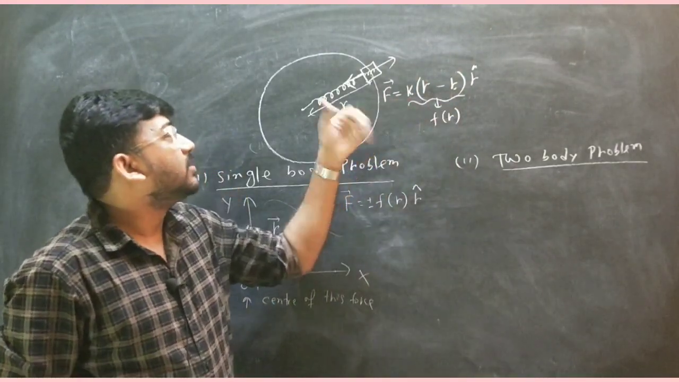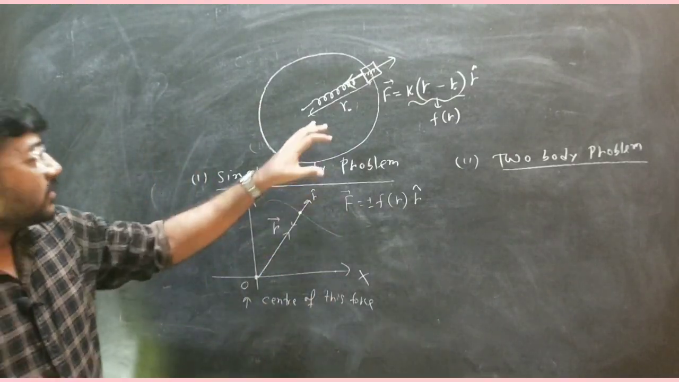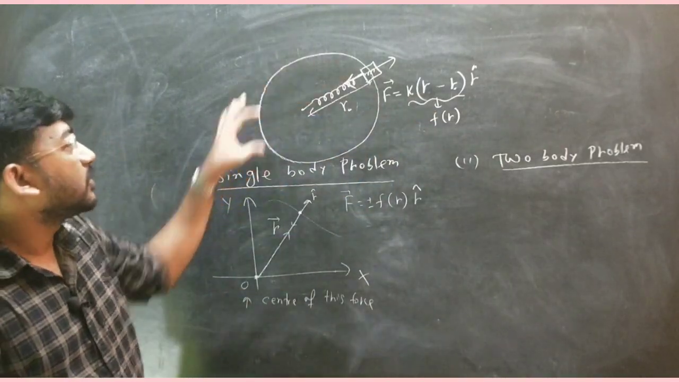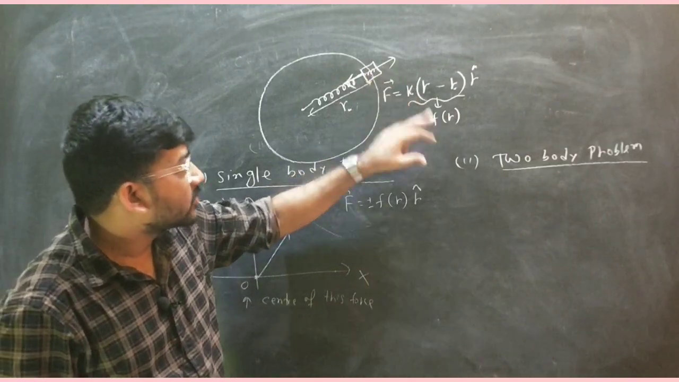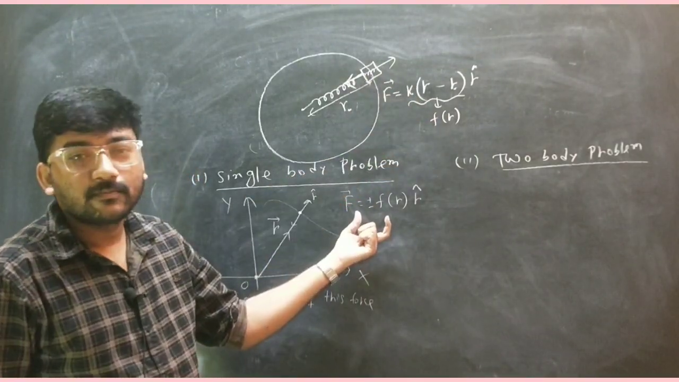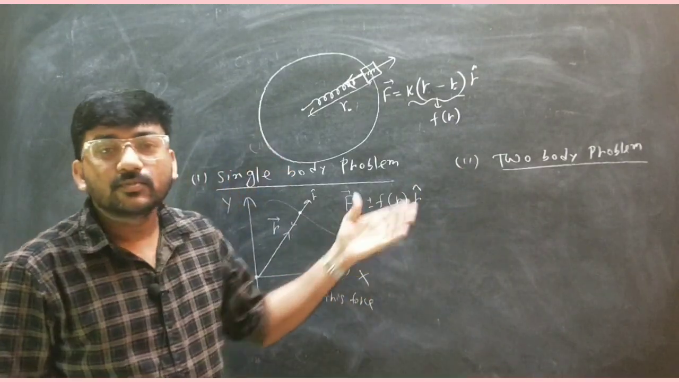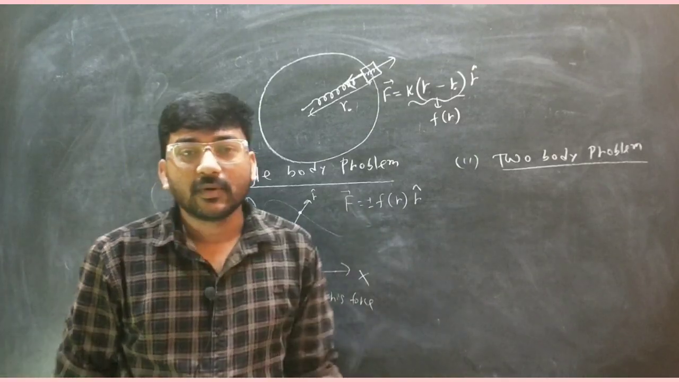This k will be m omega square if this is a uniform circular motion, but that is a different case. The thing is that F only depends on r. So this is the central force problem, and the expression of this force is in this form. But what is the form of the central force for a two body problem? The form is the same, F is equal to plus minus F of r, r cap.